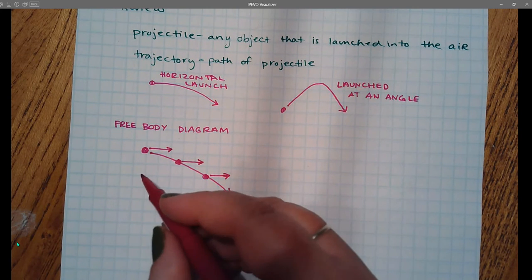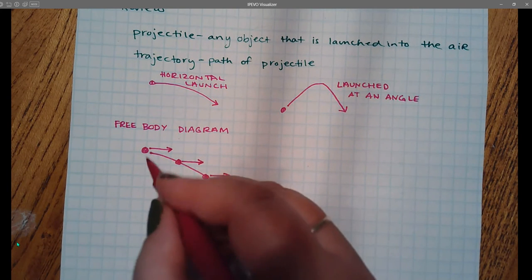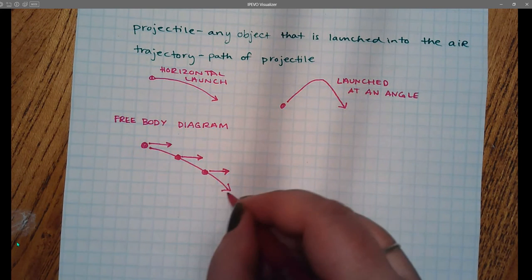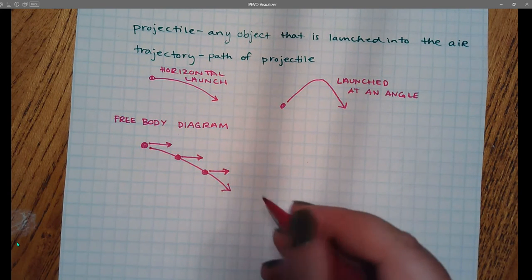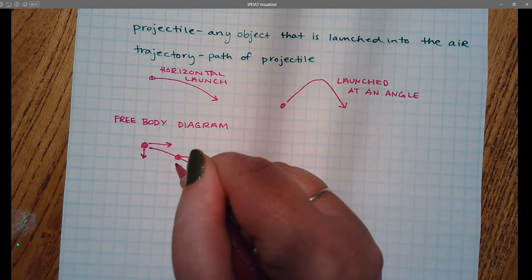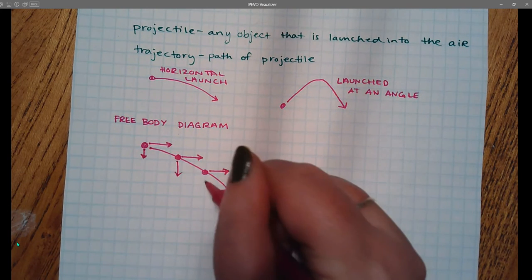For the vertical motion, as the object goes through its trajectory, it's accelerating because of gravity. So the arrow pointing downward, representing vertical motion, gets larger at each interval.